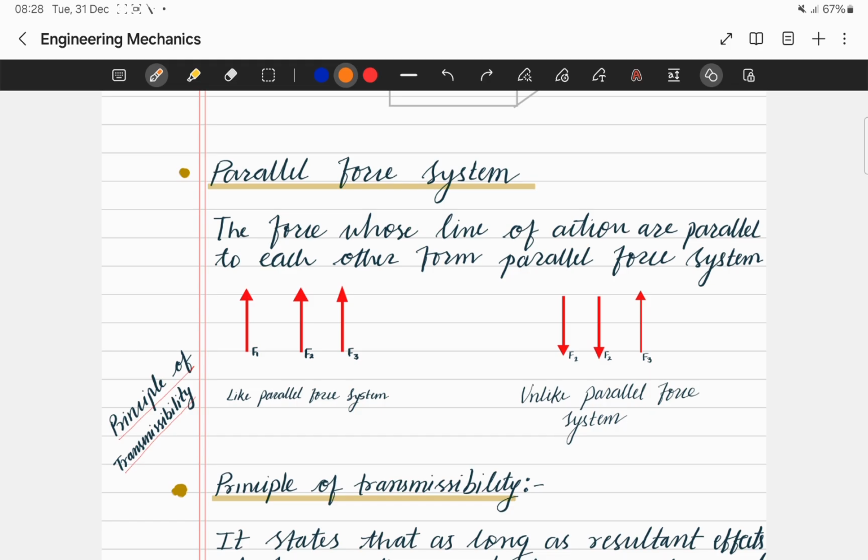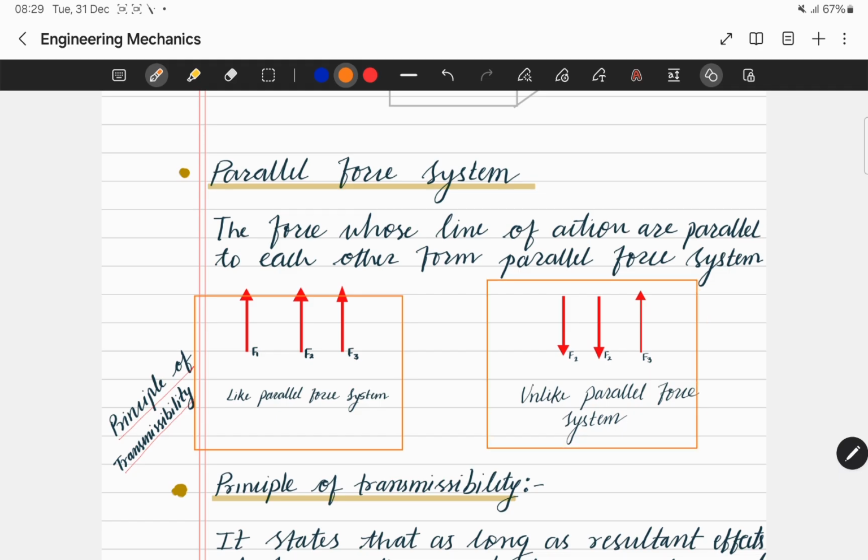So in this first force system, F1, F2 and F3 are parallel to each other, and they are acting in the same direction, so they are like parallel forces.